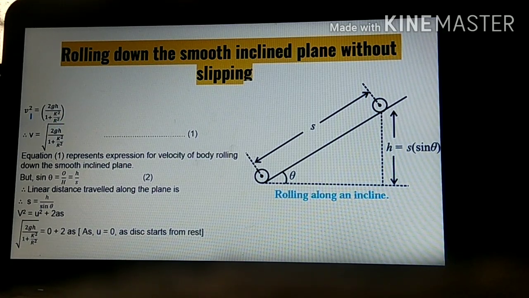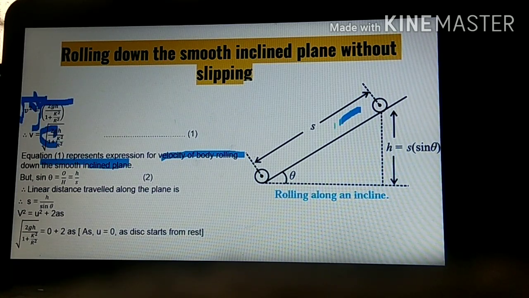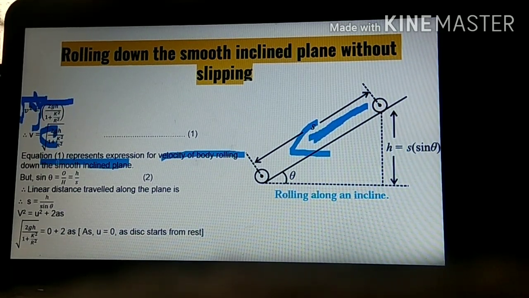But we want the formula in terms of velocity. V चाहिए, v square नहीं चाहिए. So we will be taking square root from both the sides. This square and this square root sign will get cancelled. So ultimately we will be getting v is equals to under root 2gh upon 1 plus k square upon r square. यहाँ पे जो expression मिलता है, this is showing the velocity of the body rolling down a smooth inclined plane. ये plane है which is very smooth. So whenever this disc is moving down this plane, its velocity will be like this.